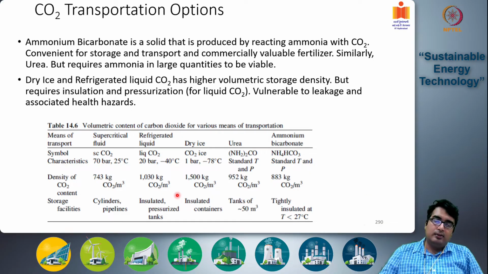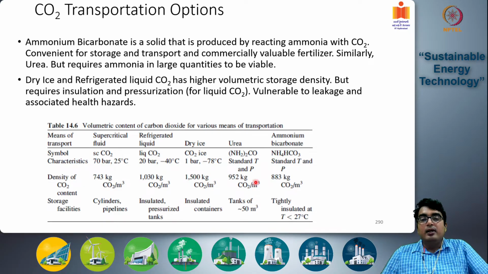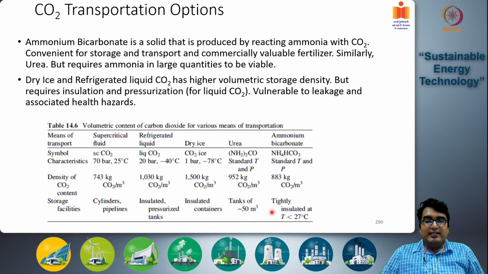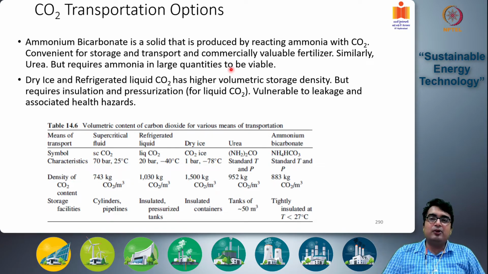up to the point where you are finally going to sequester the CO2. And for a storage facility, you need tanks of around 50 meter cube, nothing special is needed, no special temperature and pressure, but you will require large quantities of ammonia. So again, if you are going for a hydrogen based ecosystem, this may become viable.